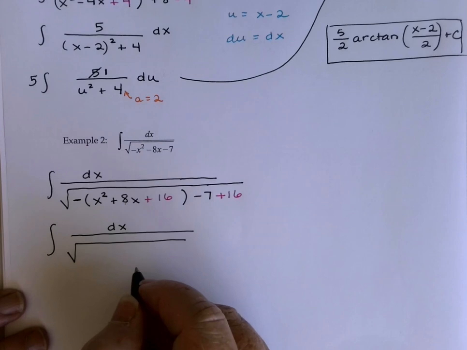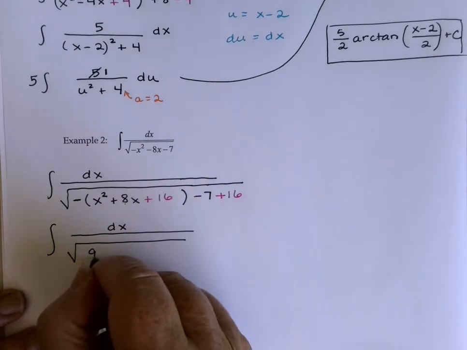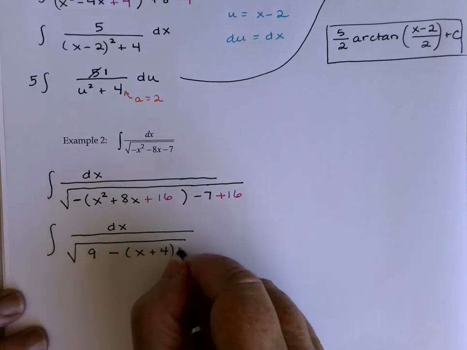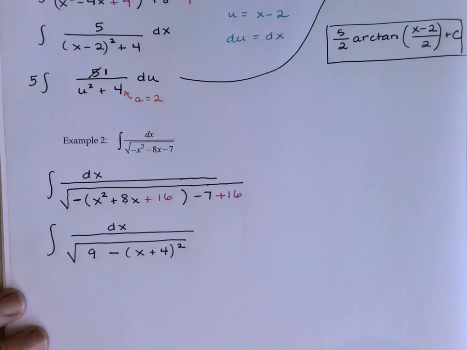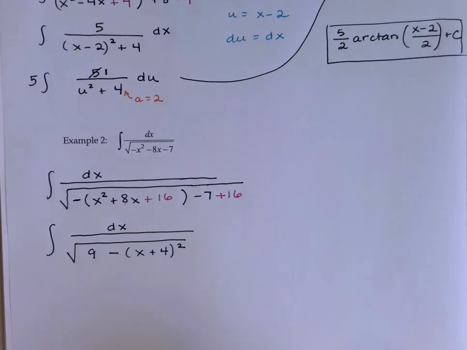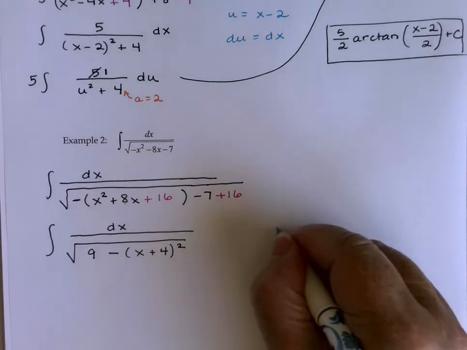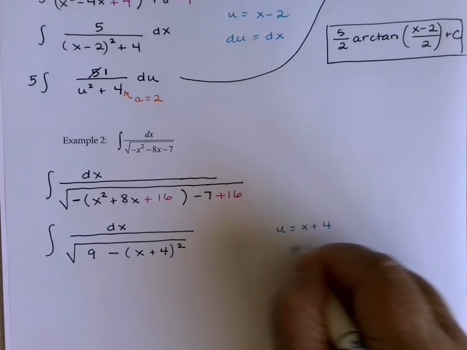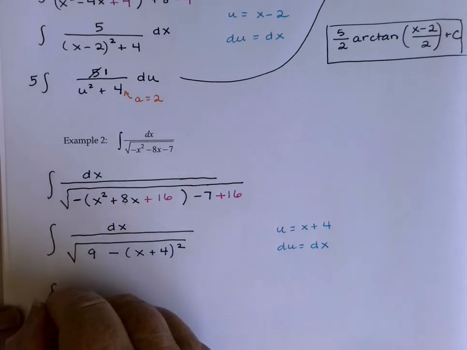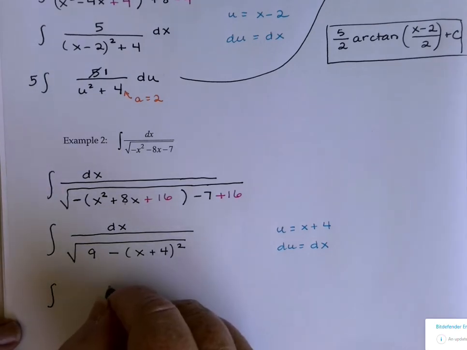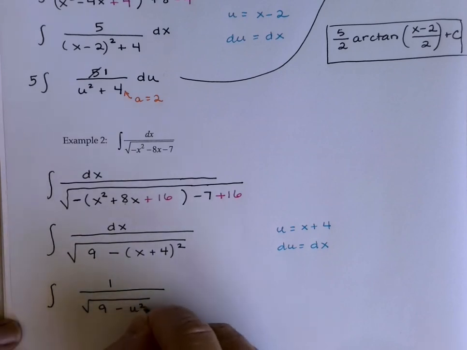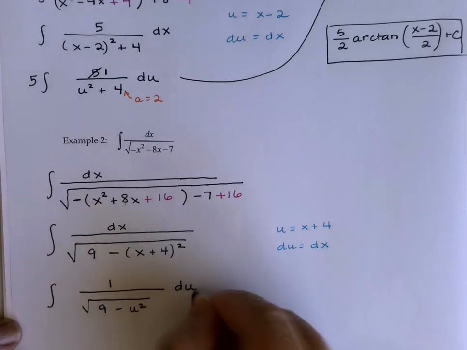All right, so what have I got here? Negative 7 plus 16, that's 9. And then I'll have the minus x plus 4 squared. Like the last time, where I let u be the x minus 2, let's do the same thing here. Let u be the x plus 4. So once again, du is just 1 dx. I'm going to write that as 1 over the square root of 9 minus u squared, and that dx I'm just going to write as the du off to the side.